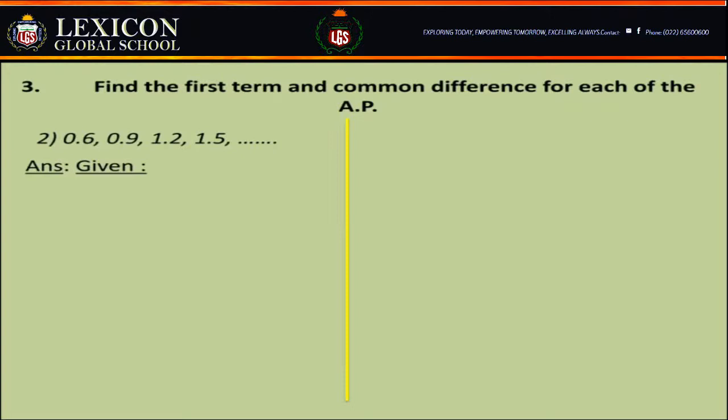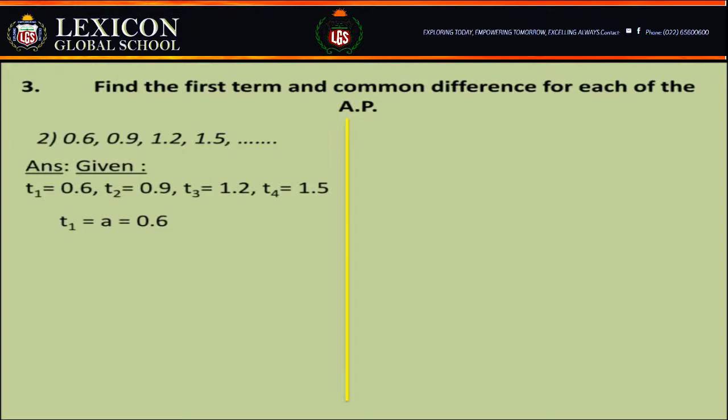That's it. So, as a sequence is given to you, we need to give them terms. So, which is your first term? T1, that is 0.6. T2, 0.9. T3, 1.2. And T4, 1.5. As I told you earlier, T1 means our first term, that is 0.6. So we have got a first term.